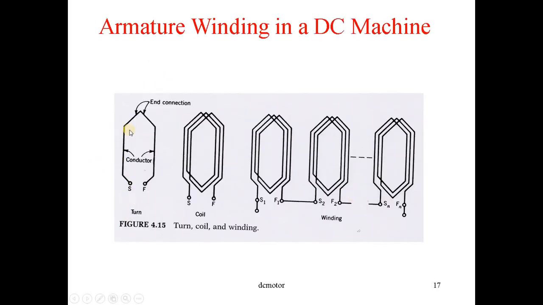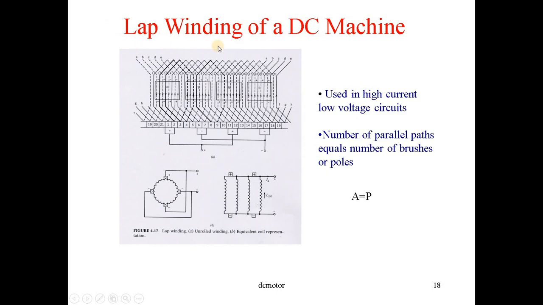This is the arrangement of armature winding. There are basically two types of winding. One is lap winding, the second is wave winding. This is the arrangement of lap winding. As far as lap winding is concerned, the total number of parallel paths is always equal to the total number of poles. A should always be equal to P. The A is nothing but the total number of parallel paths.